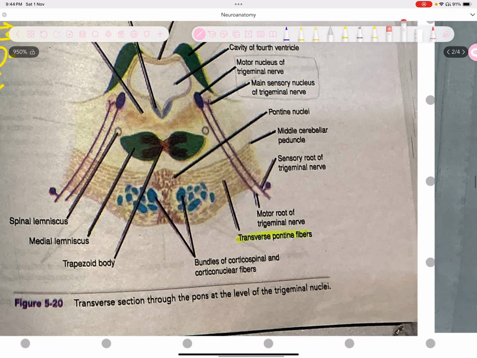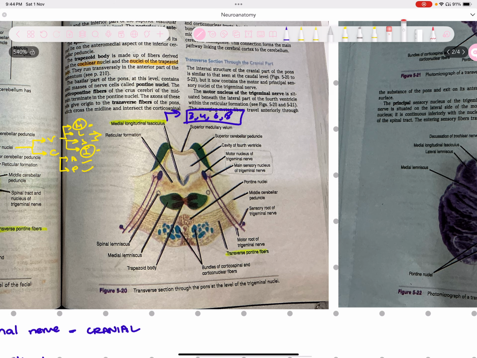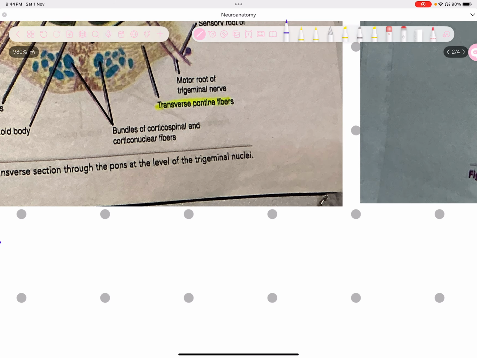So these are known as your transverse pontine fibers, and where the middle cerebellar peduncle, they go into the cerebellum. So that's pretty much it. Now I'm sure you must have noticed a few differences. So let's just jot them down.